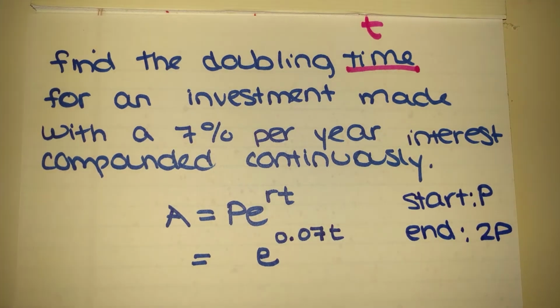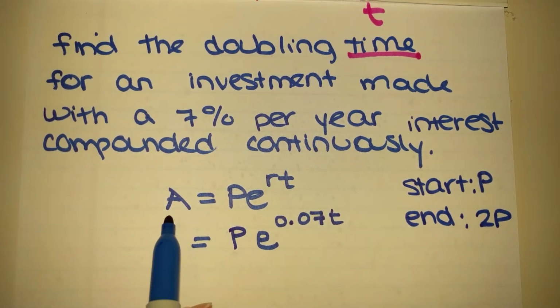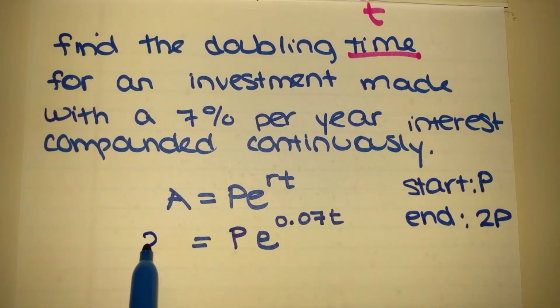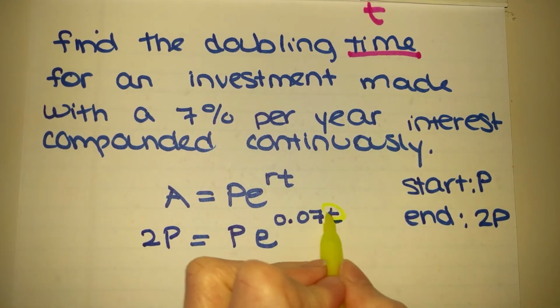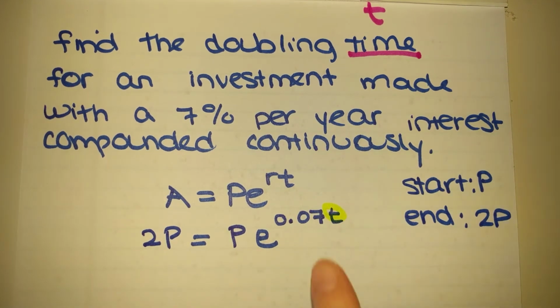Okay, so think about it like if you start with $50, you double it, you're going to have $100, or 2 times 50. So what we'll do is we'll keep P as an arbitrary P, and we'll make A the double of P, which would be 2P. Now, at first glance, it might seem like, oh, I can't solve this because there's too many unknowns. Remember, we are trying to solve for t, and t is in the exponent.